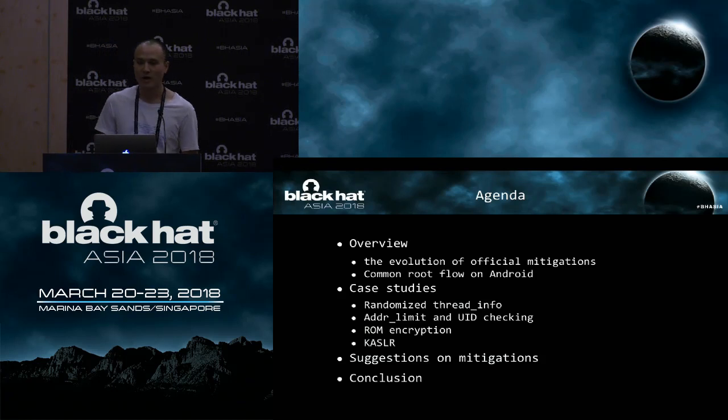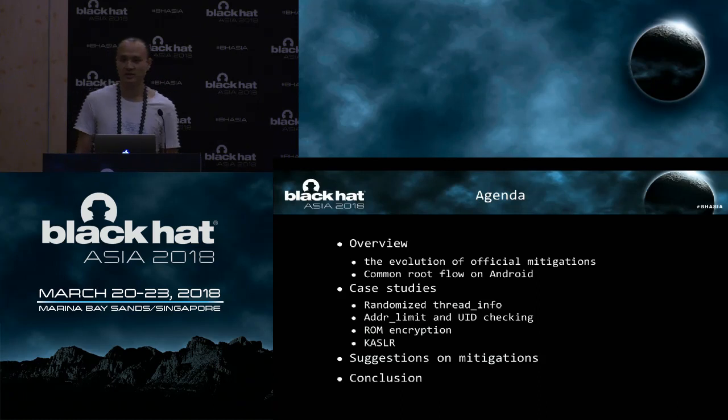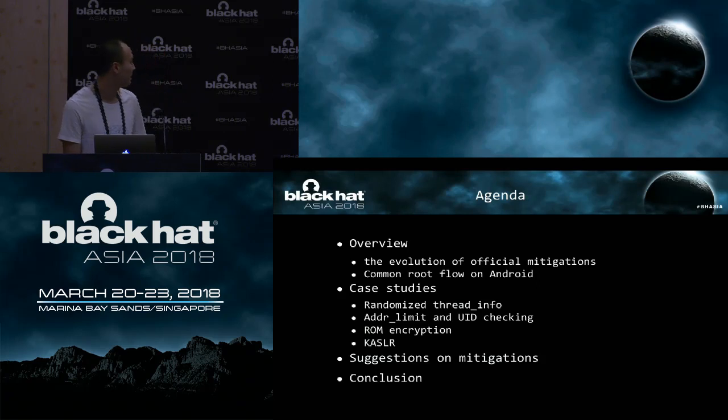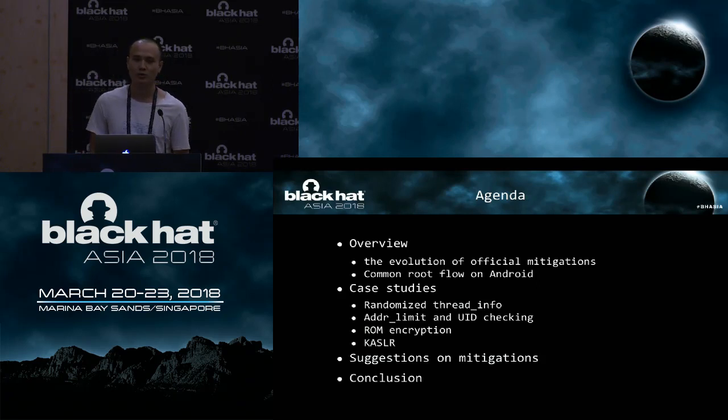In the third one, we will discuss ROM encryption, which makes disassembling kernel code difficult. And the last one, we will talk about kernel address space layout randomization. And in the third part, we will talk about how to prevent privilege escalation. And finally, we will summarize our presentation. Okay, let's start the trip.